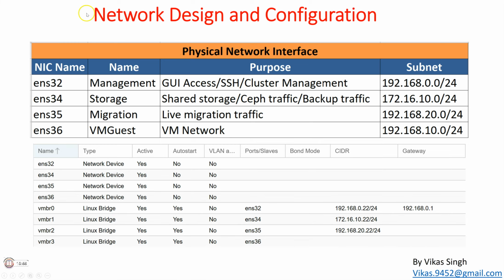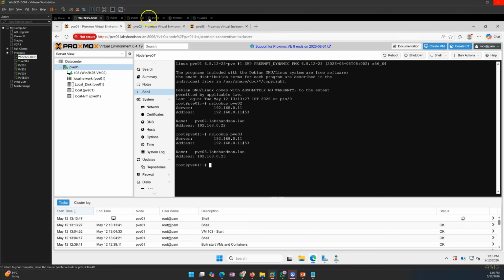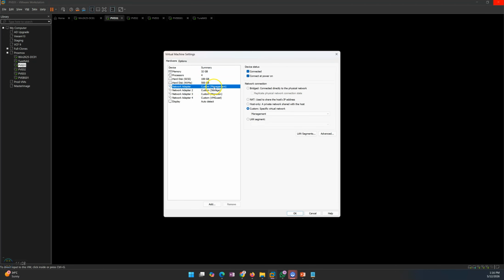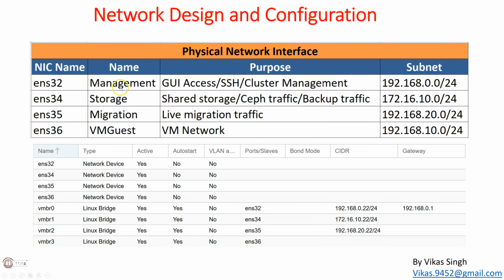Before that, let's review the network design and configuration. I have 4 NICs on all my Proxmox hosts. Let me show you. I have 4 NICs: one for management, one for storage, one for migration, and one for VM guest. These are the NIC names. The purpose of management is GUI access, SSH access, and cluster management. Storage is used for backup traffic and shared storage. Live migration is used for live migration traffic, and VM guest for the VM network. This is how I have designed it.